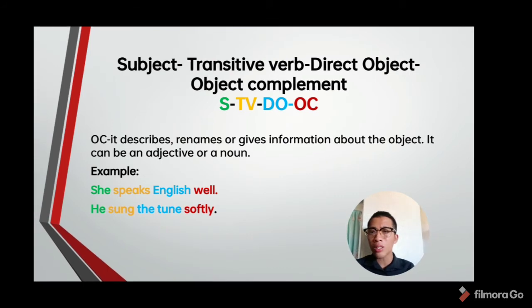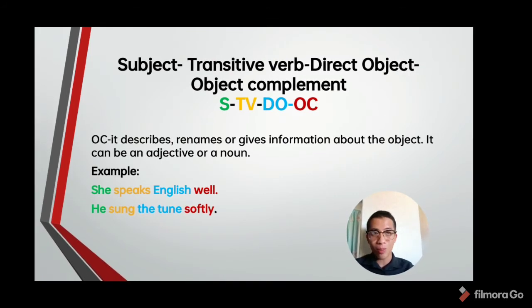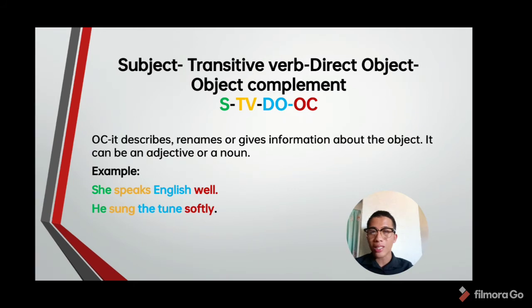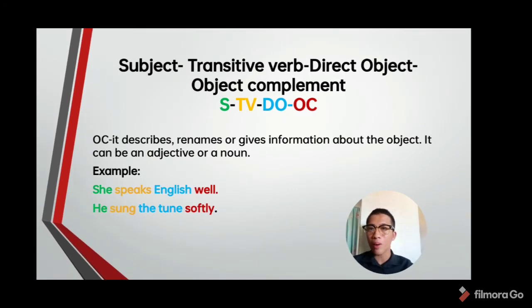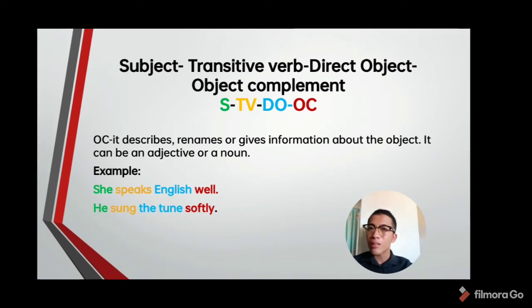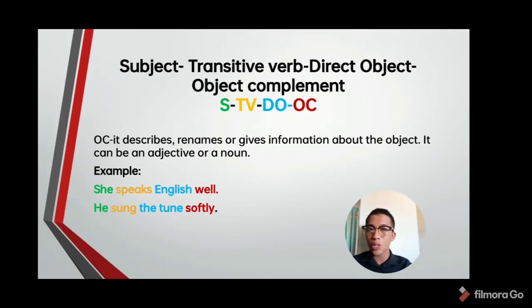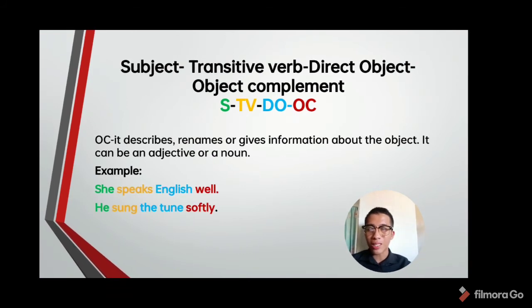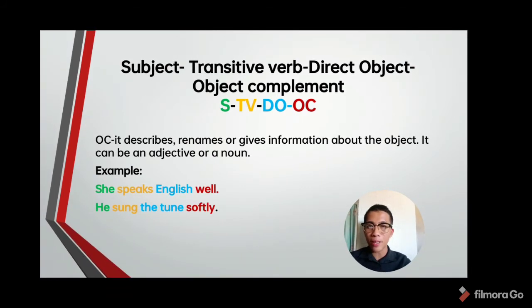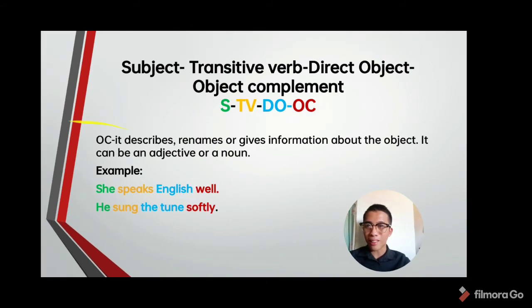So, how did she speak English? She speaks English very well. So, that's how you will determine the object complement. It complements the direct object. He sang the tune softly. How did he sing the tune? Softly. So, that's how you will determine the object complement.